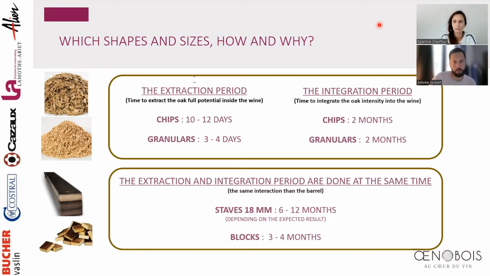And when you work with staves and blocks, I mean, bigger oak, the extraction and integration periods are done at the same time. It's the same interaction as the barrel. Okay? So when you are working with staves, depending on the expected result, we need between 6 to 12 months for the aging. And for blocks, we need between 3 or 4 months for the aging.